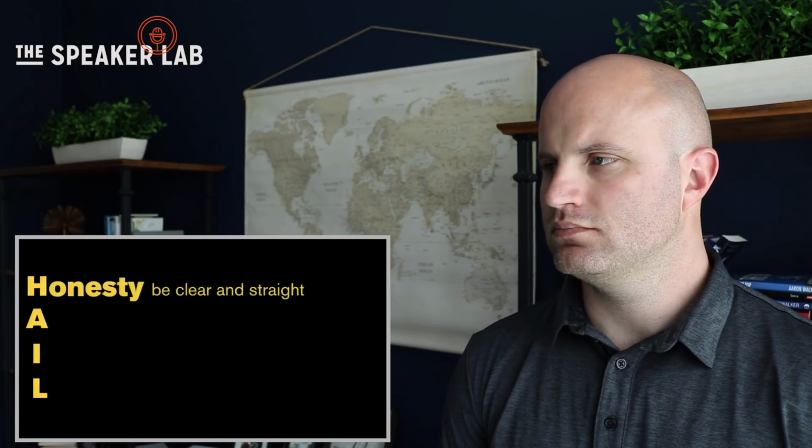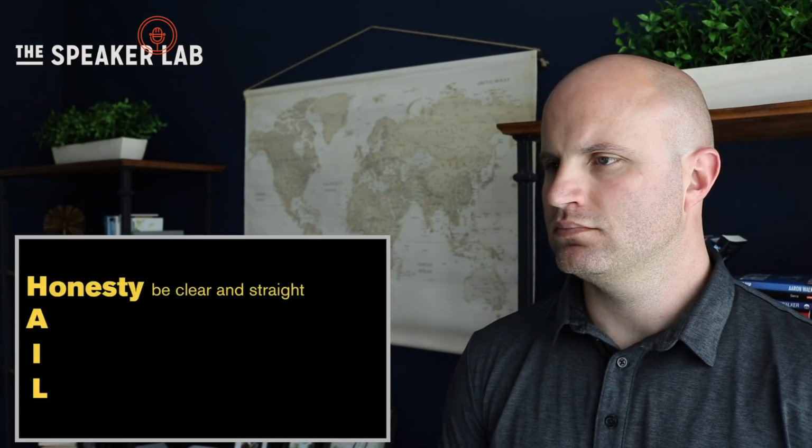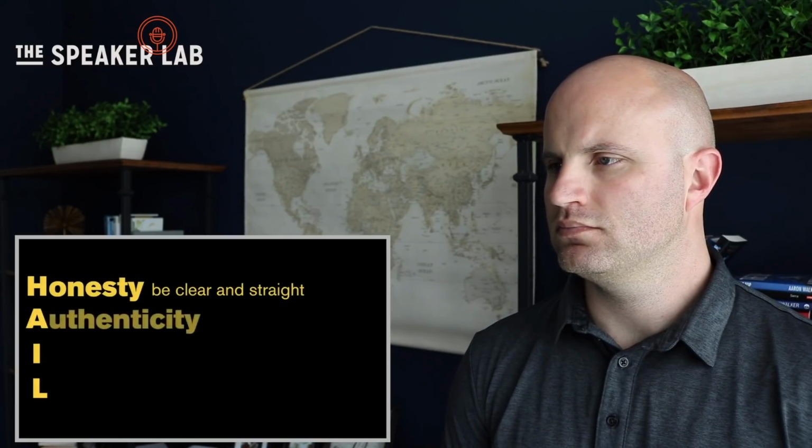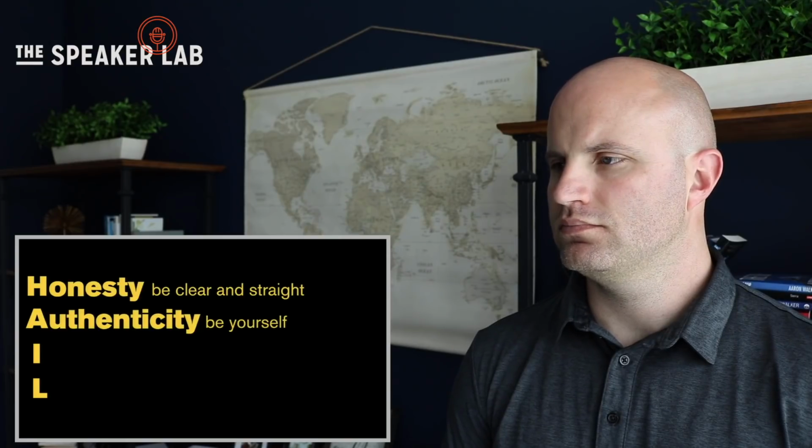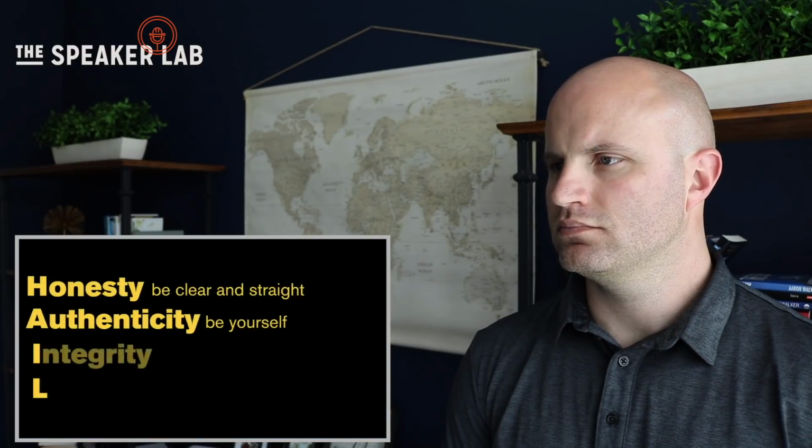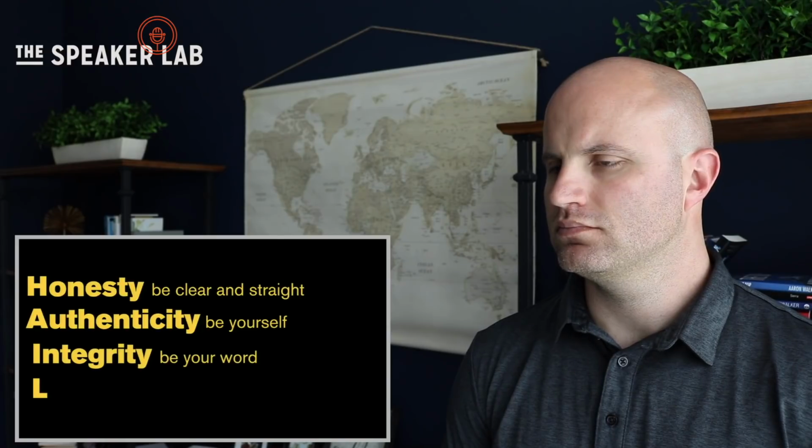The H, honesty, of course. Being true in what you say, being straight and clear. The A is authenticity, just being yourself. A friend of mine described it as standing in your own truth, which I think is a lovely way to put it. The I is integrity, being your word, actually doing what you say, and being somebody people can trust.